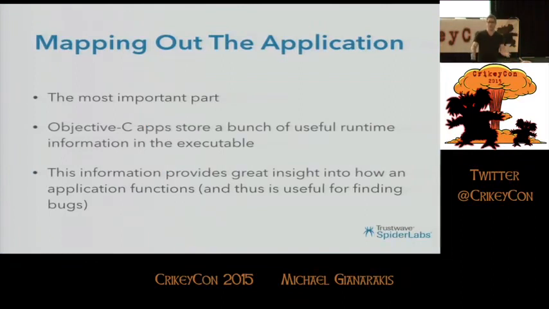Cool. So mapping out the application. It's the most important part. Obviously, for any application testing or network testing, doing your reconnaissance and understanding how things work is definitely important. Objective-C apps store a bunch of useful runtime information in the executable, which really helps us out a lot. It can provide great insight into how the application functions, and obviously that has security implications. It's great for helping us find bugs.